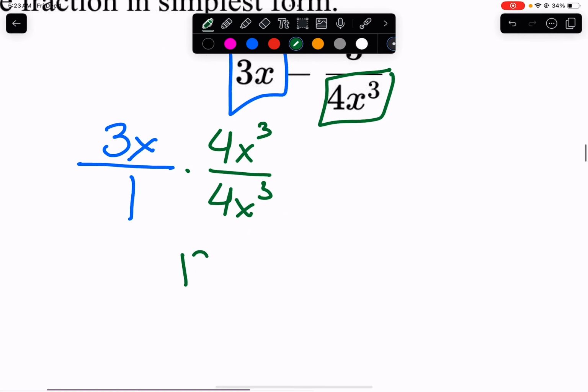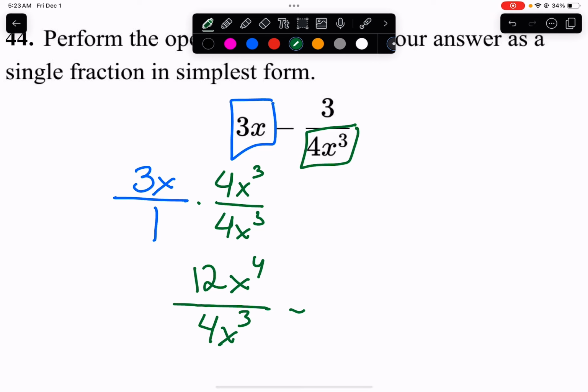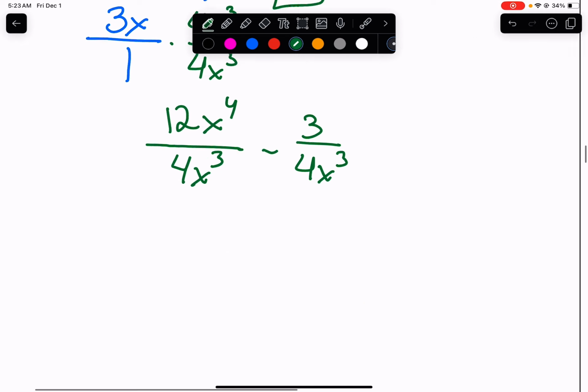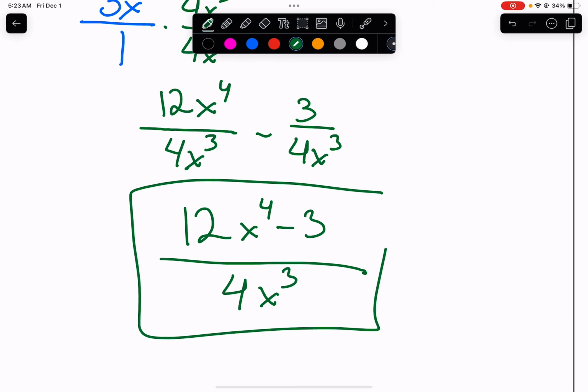We end up with 12x to the 4th all over 4x cubed. And then we get minus 3 over 4x cubed. So we end up with 12x to the 4th minus 3 all over 4x cubed. And that would be our answer there.